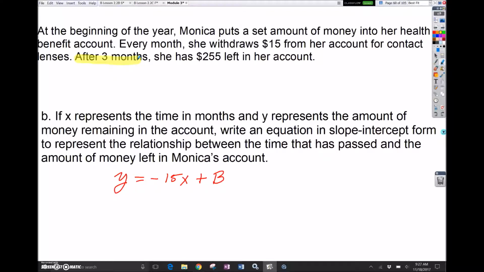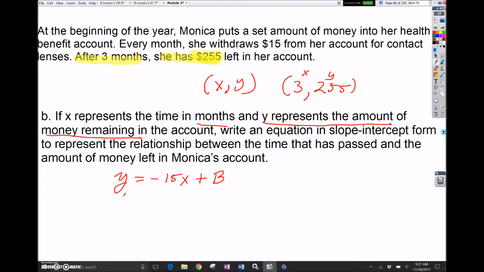Right here it says after 3 months she has $255. That's a point. Remember, X represents months, so our points always go X comma Y. And it says X represents months. Well, how many months went by? 3. Y represents the amount of money she has left. She has $255 left, which means her Y value is 255. We could use this point, this is my X, this is my Y, in this equation to help us solve how much she had in the beginning.